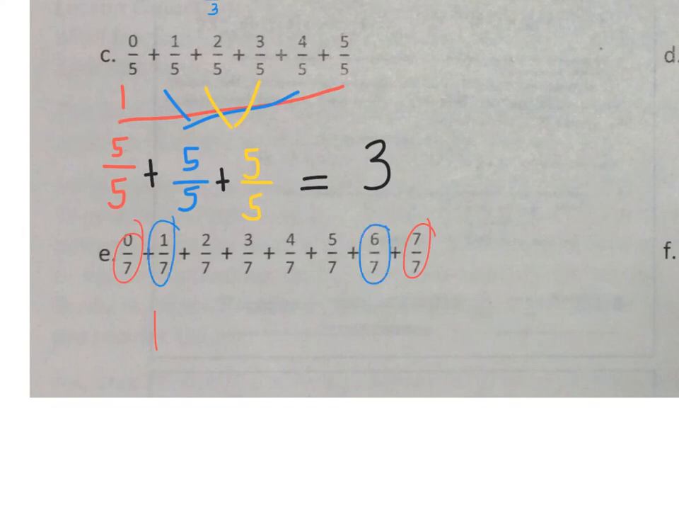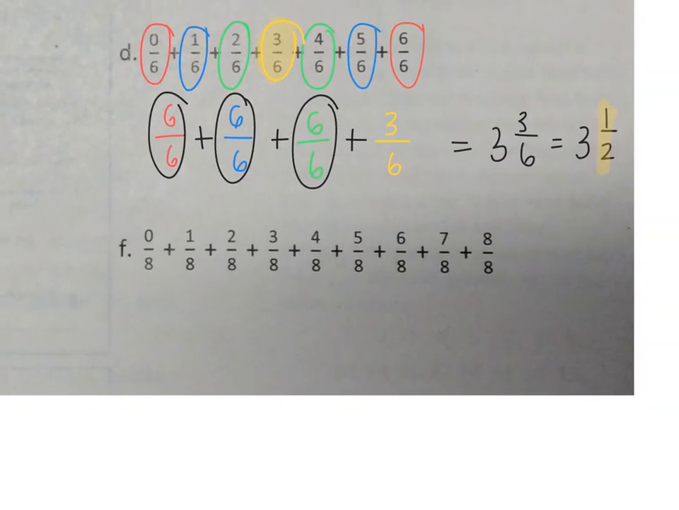1 seventh plus 6 sevenths is also going to be 1. 2 sevenths plus 5 sevenths is 7 sevenths, which is also 1. 3 sevenths plus 4 sevenths is 7 sevenths, which is equal to 1. So if I have 4 pairs of fractions, my answer is 4. Do you guys see that? Okay. Now let's take a look at the last example. Now I have eighths. How many terms do I have here? 9. What's going to be the one that doesn't have a pair in the middle?